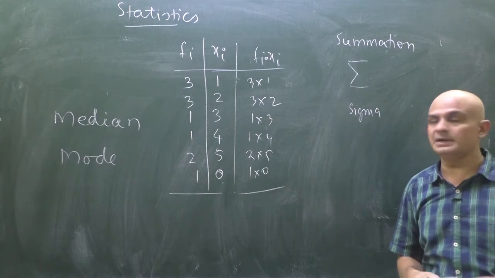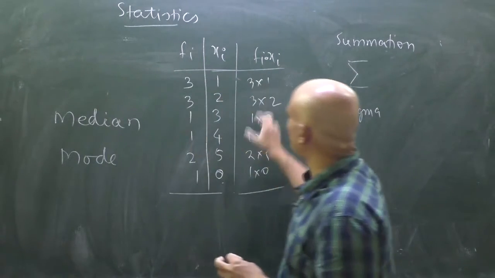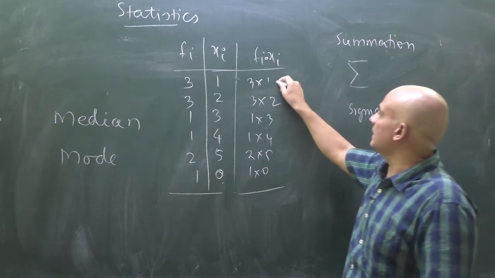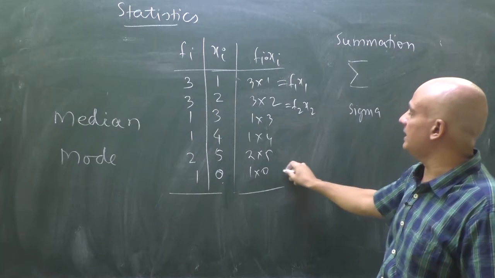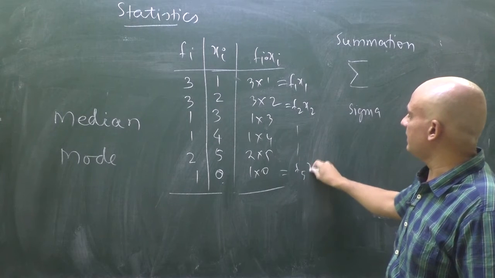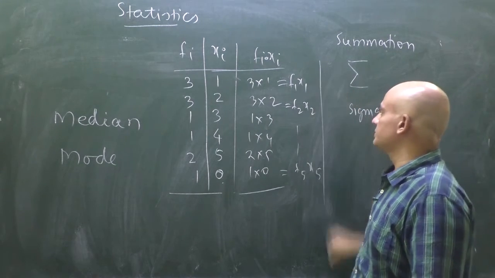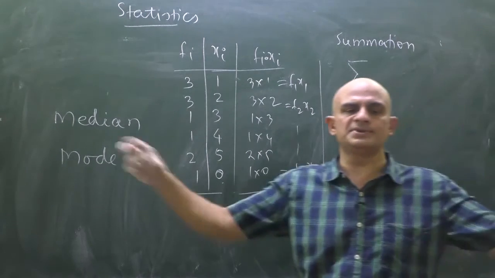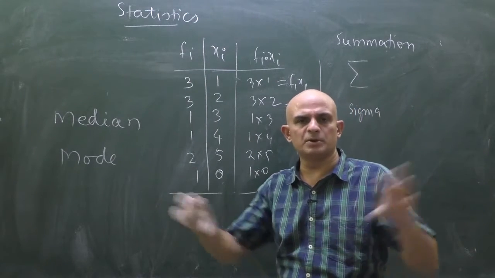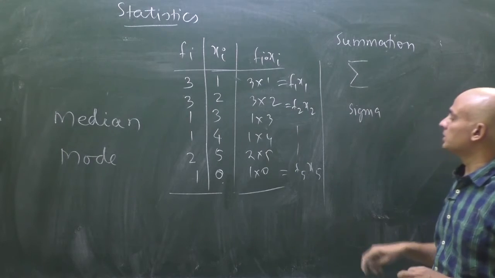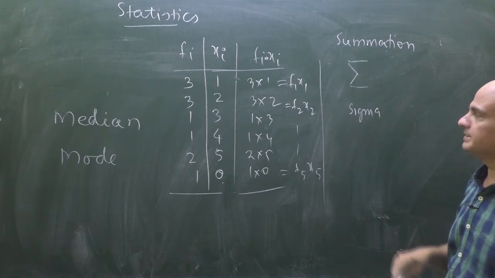What does it represent? It represents summation, which means addition. Addition of what? Addition of all these values. This value is called F1 X1. This will be called F2 X2, F3 X3, and likewise, this value will be F5 X5. Adding all these. Suppose we have a very large data, then how many groups shall we have? We shall have very, very big groups. So, to write them in a very precise way, we shall use this sigma or summation.